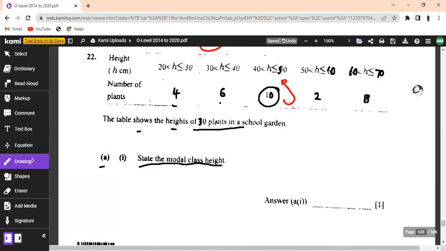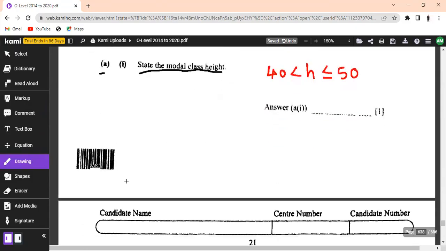The class that we have there is 40 is less than h is less than or equal to 50. So that's your modal class, this one. You write the class as it is. You do not write the frequency, you write the class. All right, so that is the case. Okay, let's move on to another part.